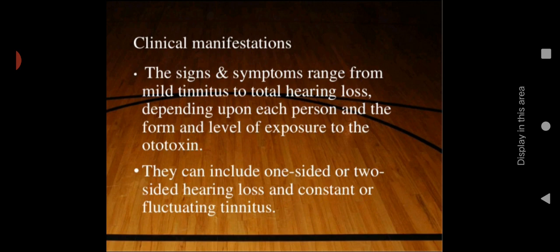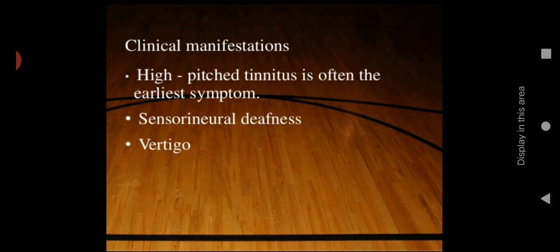Signs and symptoms range from mild tinnitus to total hearing loss, depending upon each person and the form and level of exposure to the ototoxin. They can include one-sided or two-sided hearing loss and constant or fluctuating tinnitus. So these are the signs and symptoms. Along with this, high-pitched tinnitus is often the earliest symptom. So inside their ear, they can hear a high-pitched ringing sound. Then sensorineural deafness and vertigo, a balancing deficit.